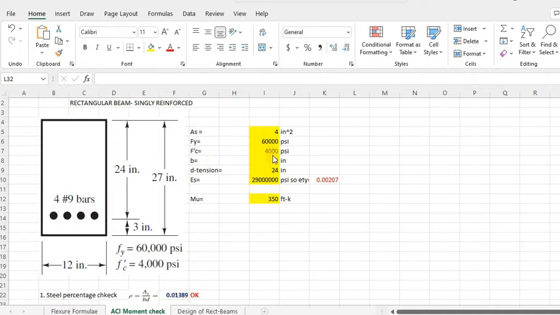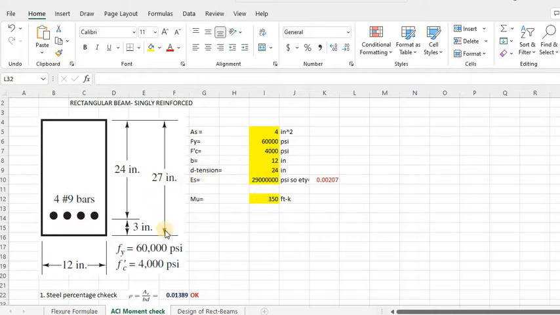So I've gone ahead and put in all these numbers here. This here is the modulus of elasticity of steel, which is 29 times 10 to the power 6 psi. The B is the width of the beam, which is 12 inches. The height, H, is 27, and this 24 value is called D. It's the distance between the reinforcement and the top layer, the extreme fiber of the concrete. So D here is 24.